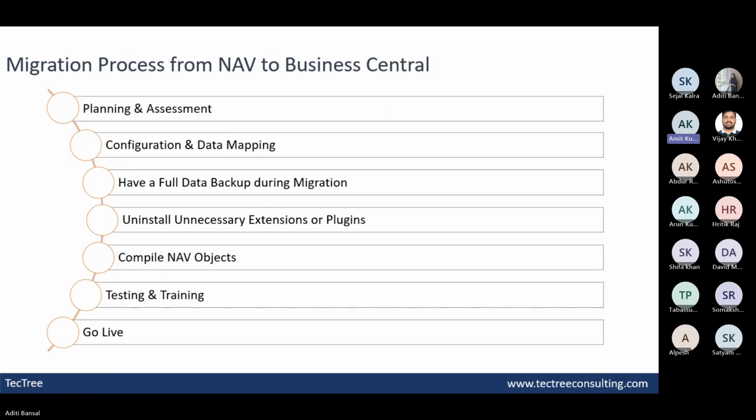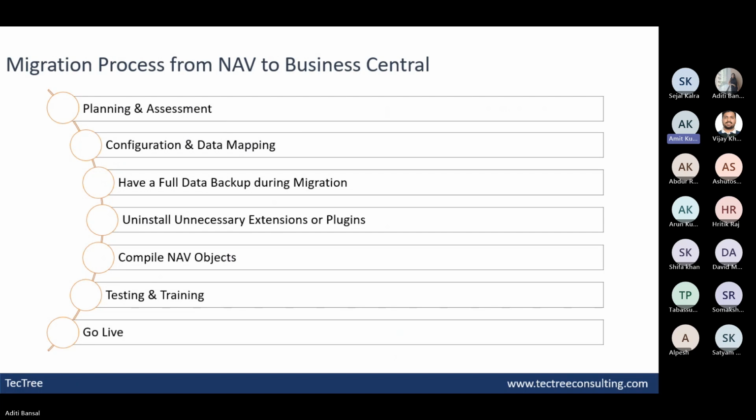So now we'll discuss the migration process from NAV to Business Central. What are all the processes we need to follow to migrate our business from NAV to Business Central? The first and foremost thing is planning and assessment. We need to first understand the existing NAV setups, what customizations are there, and what the specific business needs are. Then we need to prepare the data accordingly, which we need to migrate into Business Central. It is very important that we have clean data. We need to prepare the data in a specific template so that we can easily migrate it. So planning and assessment is the first and foremost thing we need to do.